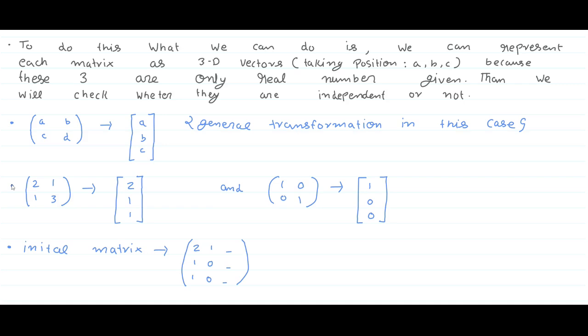First, let us see how we can transform a matrix into a 3-dimensional vector. Suppose a 2 cross 2 matrix of A B C D, so the 3D vector form here will be A B C. For example, the vector of the first matrix in the given subset will be 2, 1, 1. And the vector of the second given matrix in the subset is 1, 0, 0. So initially the matrix will have 2 columns and the third column will be blank for now. Now let us see the first option.